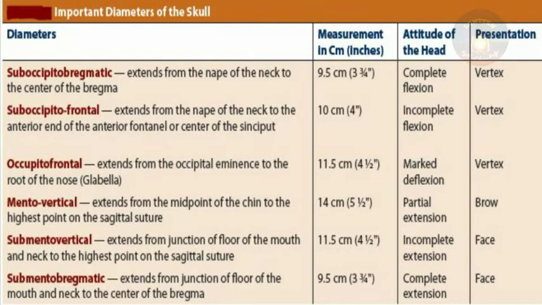Submentobregmatic diameter extends from the junction of the mouth and neck to the center of bregma. The measurement is 9.5 centimeter. Complete extension is the attitude. In submentovertical and submentobregmatic, the presentation is face, and in the mentovertical the presentation is brow, and in all other three it is the vertex presentation.